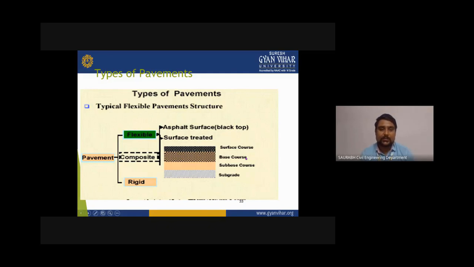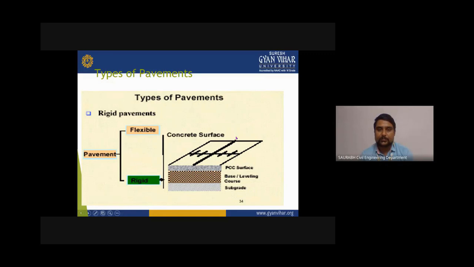And this is your pavement, which is a composite pavement. You can say this is the combination of flexible and rigid pavement. As you can see here, there are the parts of the subgrade, sub base course and surfacing. Asphalt surface will be the blacktop and surface treated.